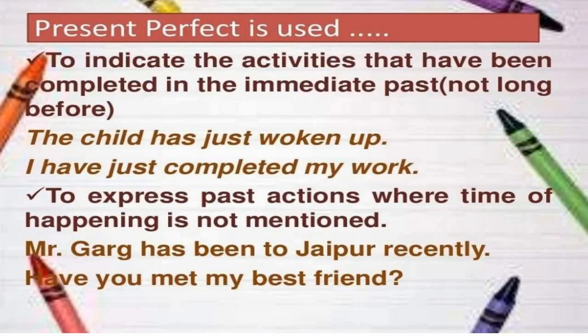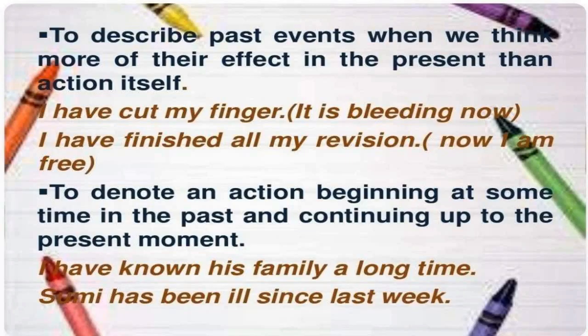To express past actions when the time of happening is not mentioned. Mr. Garg has been to Jaipur recently. Have you met my best friend? Okay, so hopefully these examples are helpful for you in order to understand the concept. So let's move on to the last tense of present, which is present perfect continuous. Okay, so we have a few more examples.